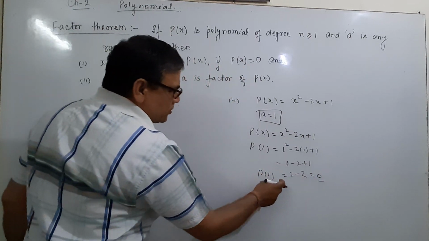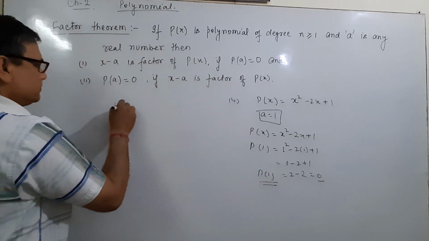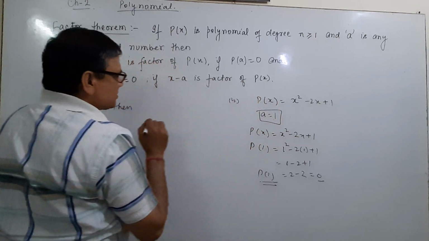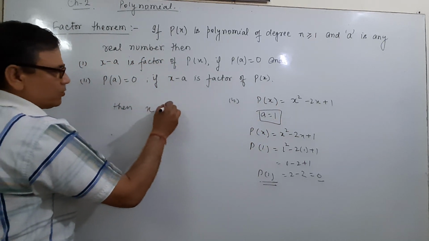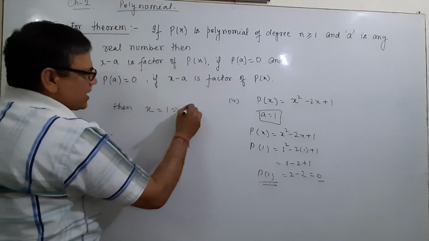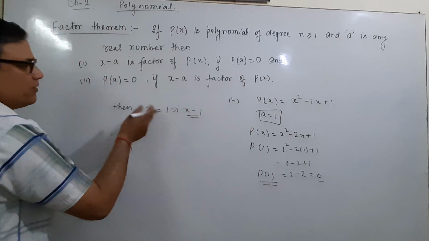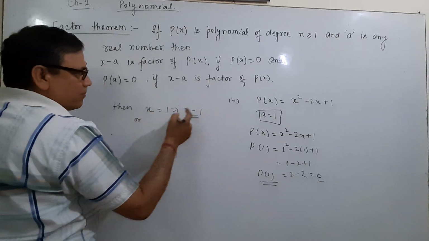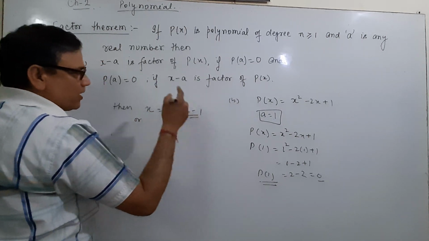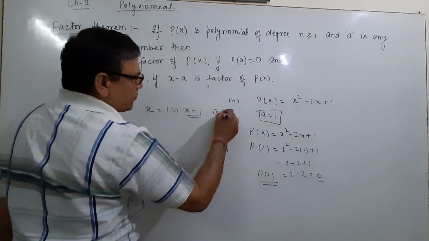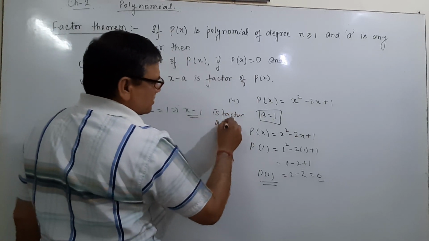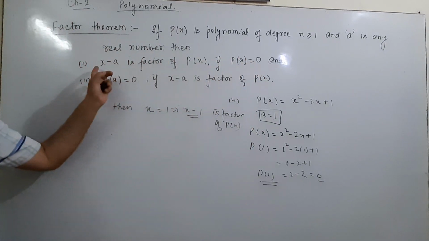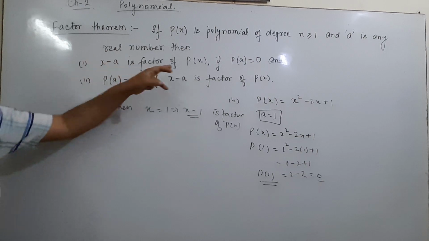When P(1) = 0, this 1 is the value of A and this A is the value of x. It means x = 1, so we can say x - 1, or directly, x - A, meaning x - 1, is a factor of P(x). If the remainder is equal to 0, then this will be a factor of P(x).